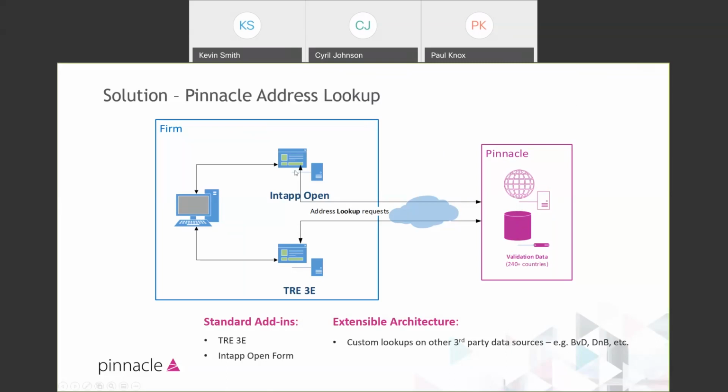This means that we can extend it in 2 possible ways. Firstly, we've developed the code to integrate with these applications to call out to a service and do lookups and validation. So potentially we can also then look at using that technology to call out to other third-party data sources like BVD or DMB. And the other aspect is because this is a service, we can also potentially look at providing lookup functionality in other applications within your environment, calling out to the same service. So there are some exciting potential uses in the future.